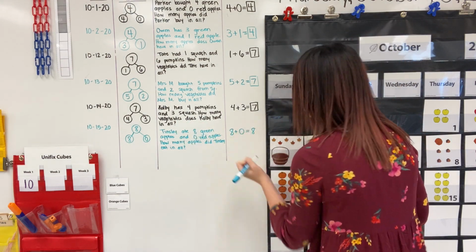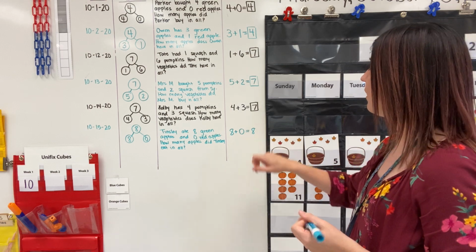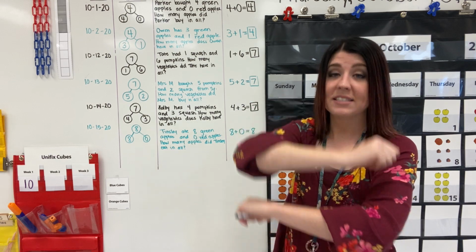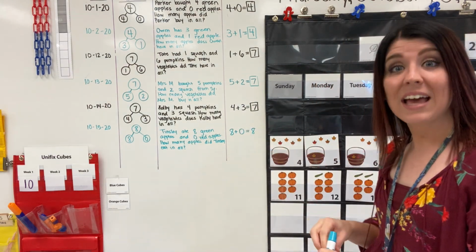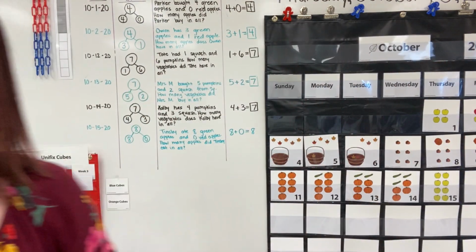8 plus 0 equals 8. Can you say that with me? 8 plus 0 equals 8. Do you remember what equal means? Equal means the same. So 8 and 0 together are the same as 8. Very good.